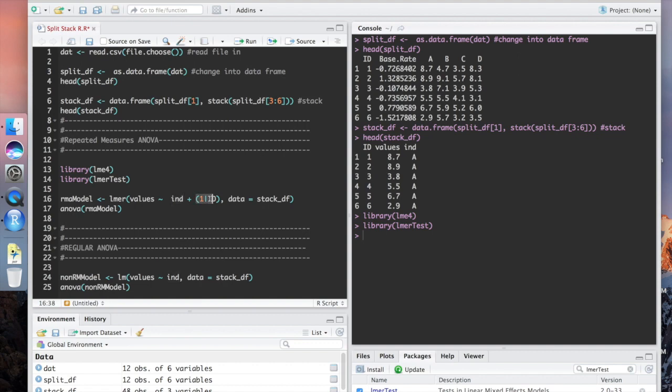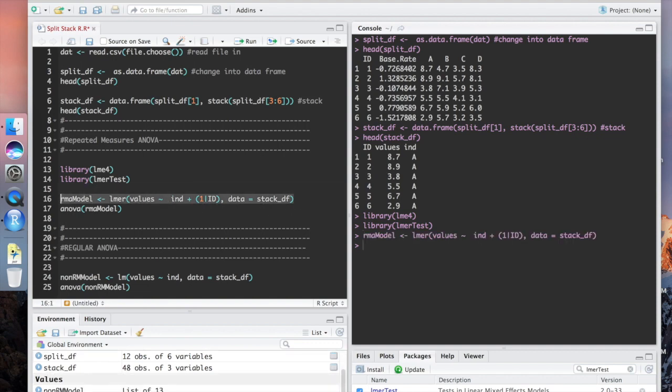So the way that you do this is going to be right here. You want to put a 1 up here saying that that's the intercept. You're going to put this little pipe character here, and then whatever the identifier is. So in our case, it's ID, to tell us, okay, we want a random intercept for every single participant. So we're going to run that, and then let's see our output.